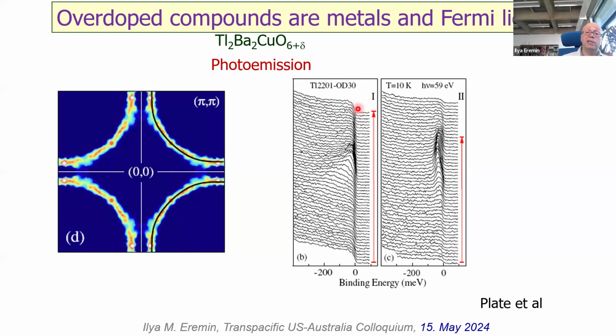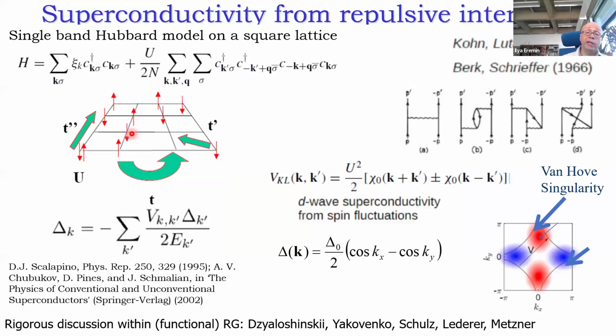And you clearly see that in this case, you have very nice structures of photoemission, you have a quasi-particle peak, and you have well-defined quasi-particles. Okay, so if that is the case, you can ask the same question.